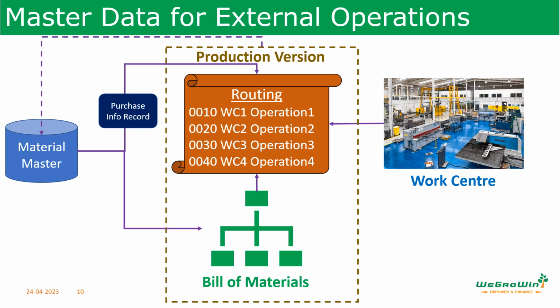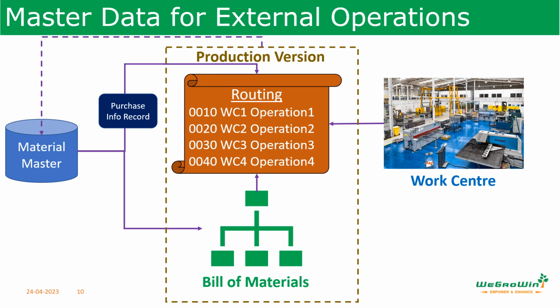A purchasing info record has to be created for a material group and not for a material. And a work center has to be created to represent the supplier. So one work center has to be created specifically to represent one supplier. That also has to be there. And then a routing will be created where the external operation is there. The purchasing info record will be linked through this routing, and the relevant control key also has to be used.